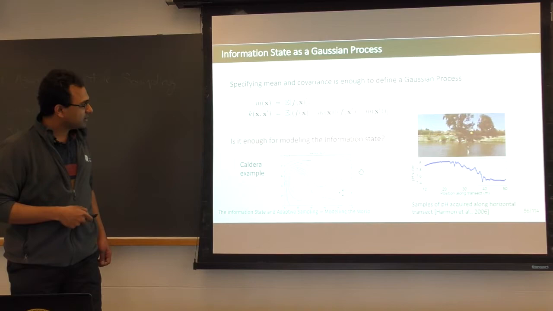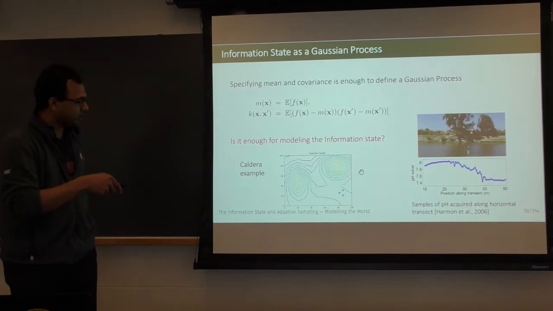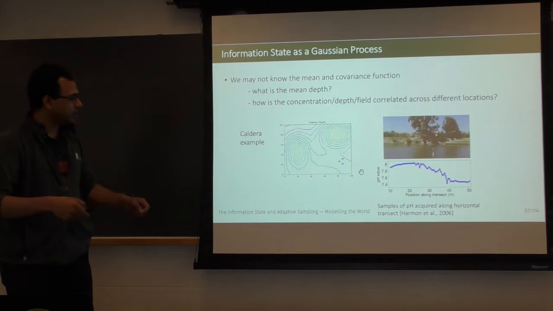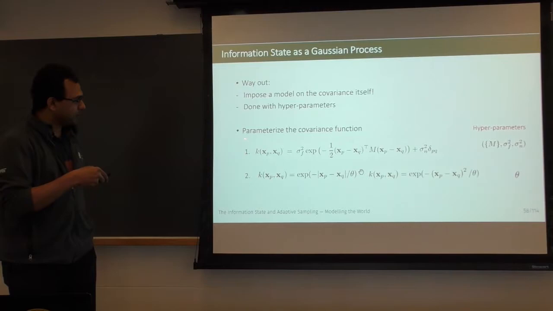What may happen is that we may not know what the mean and covariance functions are. So in this caldera example, we may not know what the depth profile is. In this one, we may not know what the concentration is. We may not even know how the concentration levels at two different points are correlated, and so forth. So how do we get out of this? The way out is to impose a model on the covariance itself. And this is done with hyperparameters. So you have a parameterized covariance function.